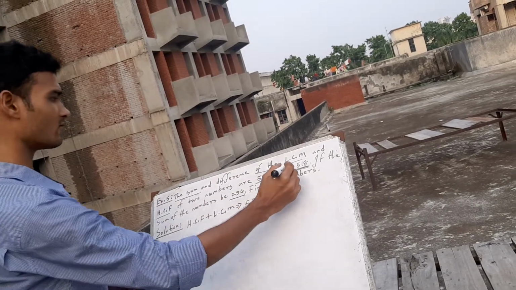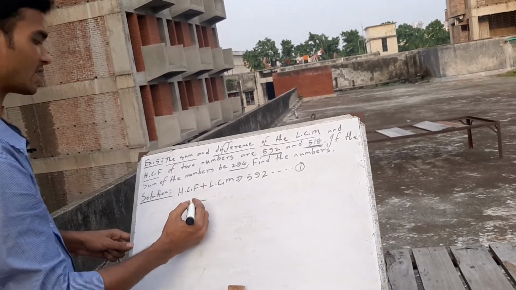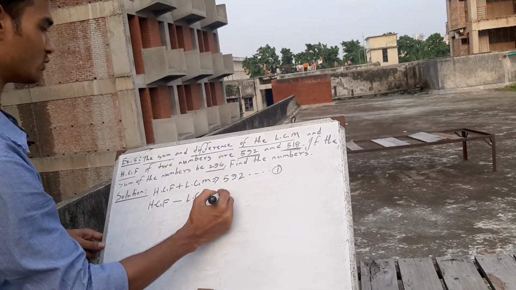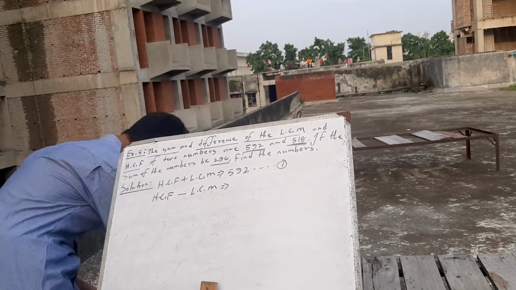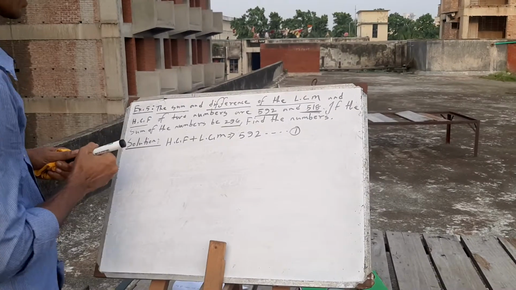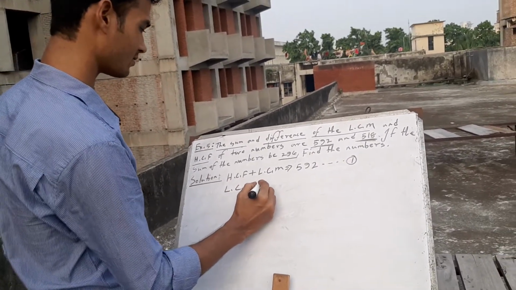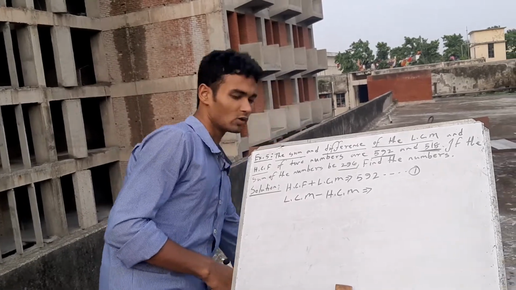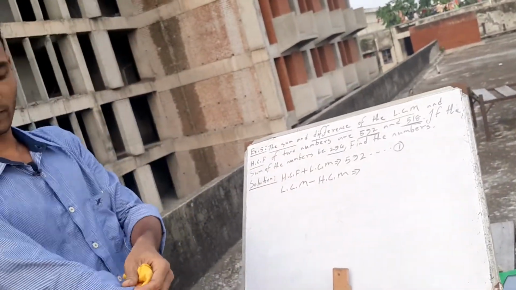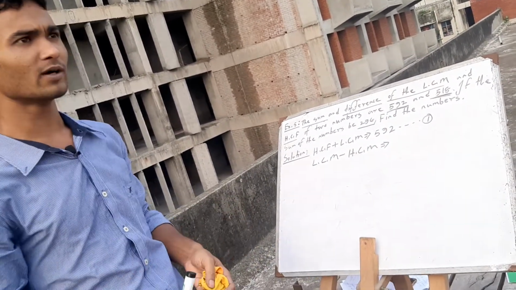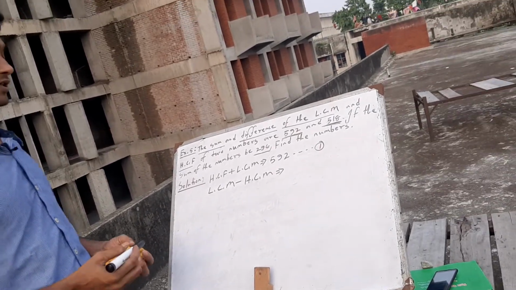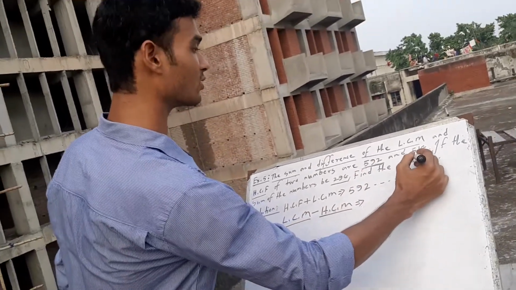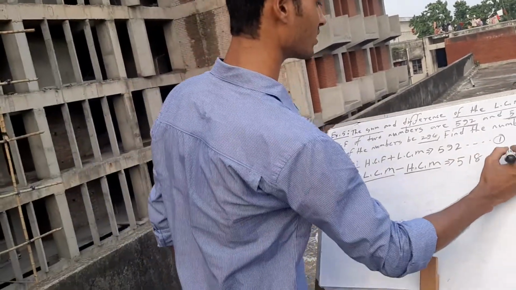Then the second equation: difference means minus, deduction or subtraction. Then LCM minus HCF equals 518. One thing to remember: for two or three numbers, whatever the numbers are, the LCM will always be the greater one, and the HCF is always the lowest one. So we have to subtract the lowest one from the greater one. Then our given result is 518.